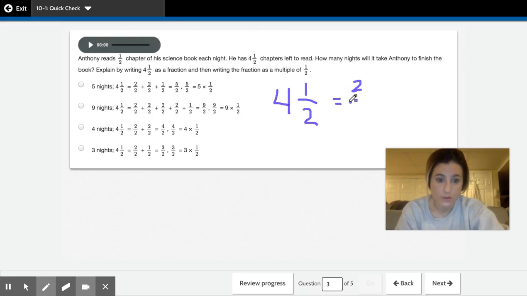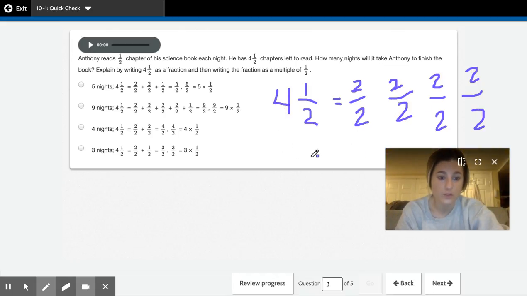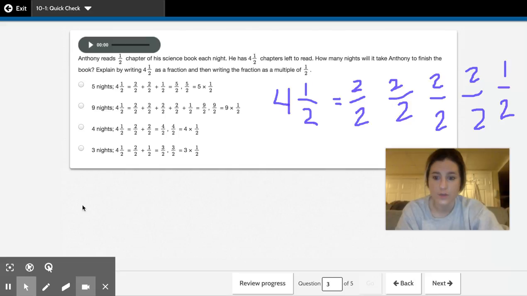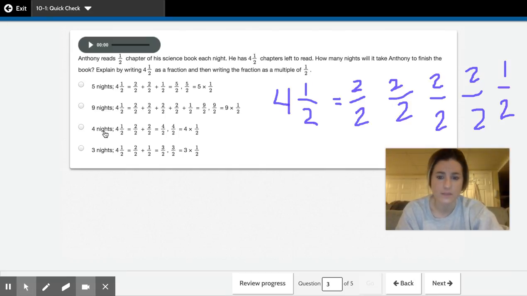2 over 2, 4 times, right? 2 over 2, 2 over 2, and 2 over 2. So 2 over 2 would have given me 1, 2 over 2, 2, 2 over 2, 3, 2 over 2, 4, and then we have 1/2 left over. So 2, 4, 6, 8, and 1/2 makes 9. So he reads for 9 nights.